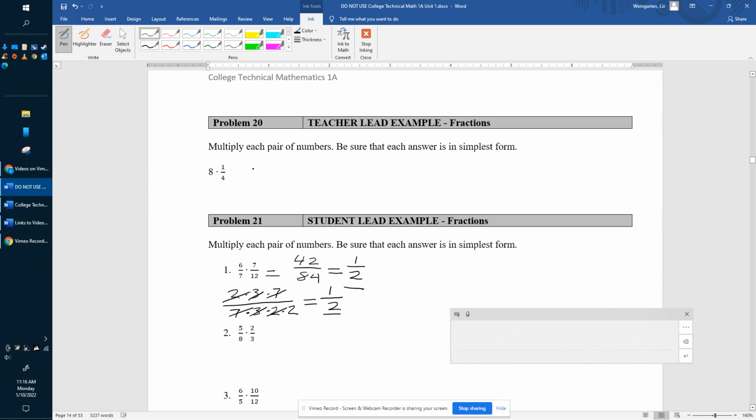Now let's look at this teacher-led example up here. It's a little bit different. So one of the rules you'll have to remember when you see a whole number is it's exactly the same thing as multiplying by that number over 1. So it's the same thing as 8 times 1 over 1 times 4, which is 8/4, which reduces down to 2 over 1, which, as we saw above, is the same thing as simply saying 2. So I'm going to have you guys work through the rest of the student-led examples and see how you do.